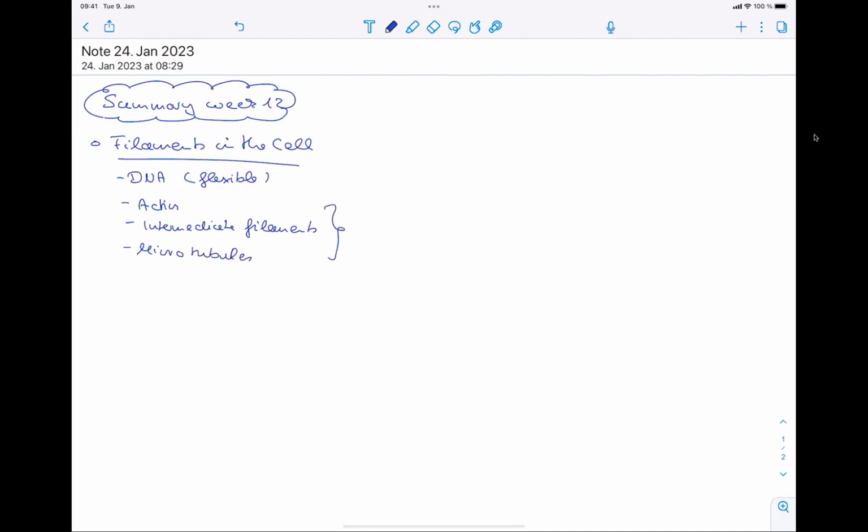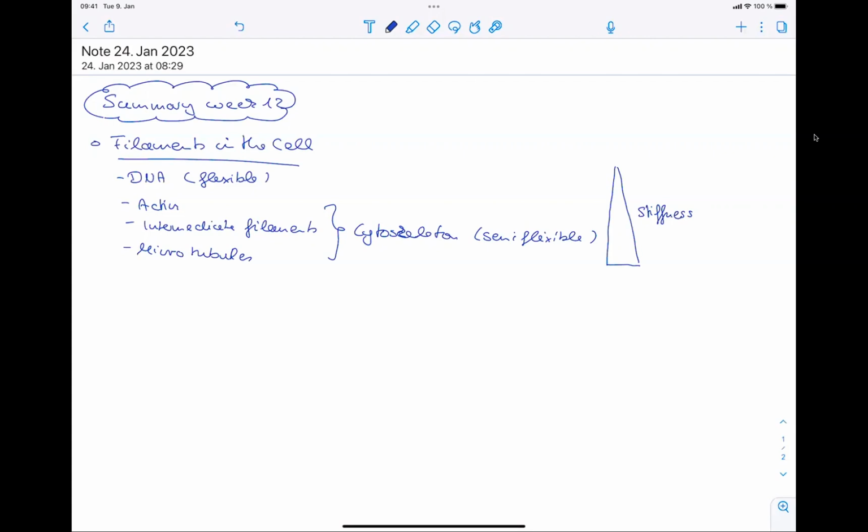So these are cytoskeleton, and typically considered semi-flexible, although there's basically over all of these a gradient in stiffness that goes like that. So microtubules are the stiffest, and DNA is the most flexible.